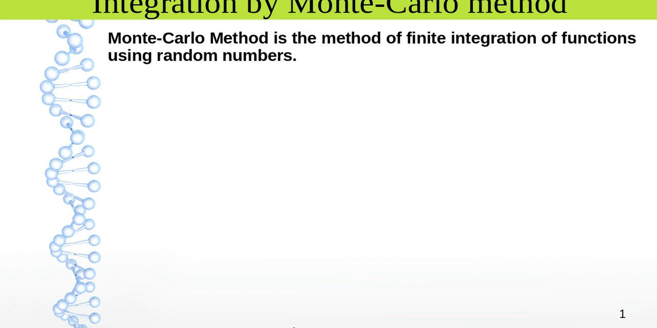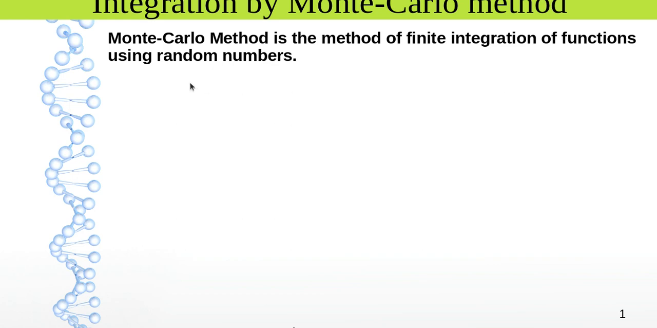Actually, Monte Carlo is the name of a city, where casino games were very famous. Casino games use a random process. From that we have the Monte Carlo method, and it uses the concept of random numbers.